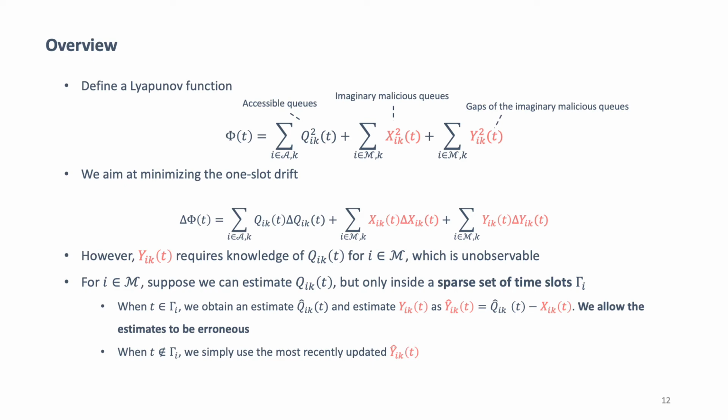However, the yt here is actually unobservable to us because it requires the knowledge of the malicious queue backlogs. So we assume that we can actually estimate the malicious queue backlogs. Of course, to make the algorithm practical, we only assume that we can make the estimation sparsely. So basically when we make an estimation, we update the y. Note that we allow the estimates to be erroneous here. So basically the yt can be different from the real yt. Otherwise, we just simply use the most recently updated yt.